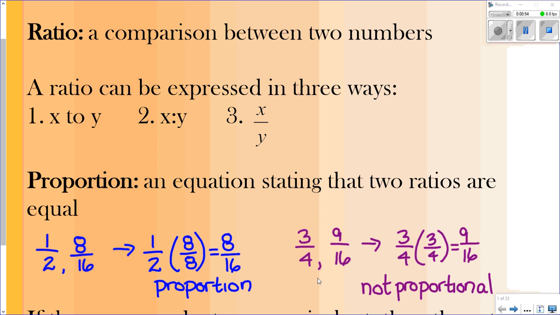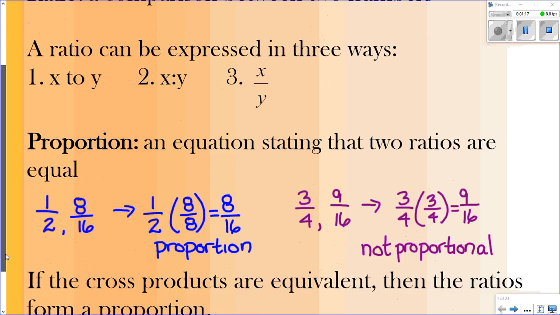Whereas 3 over 4 and 9 over 16 are not proportional because in order to multiply the top, you use 3, and for the bottom is 4. You need to have the same number, the same factor, to multiply in order to make this ratio proportional to the other one. So 3 over 4 and 9 over 16 are not proportional.